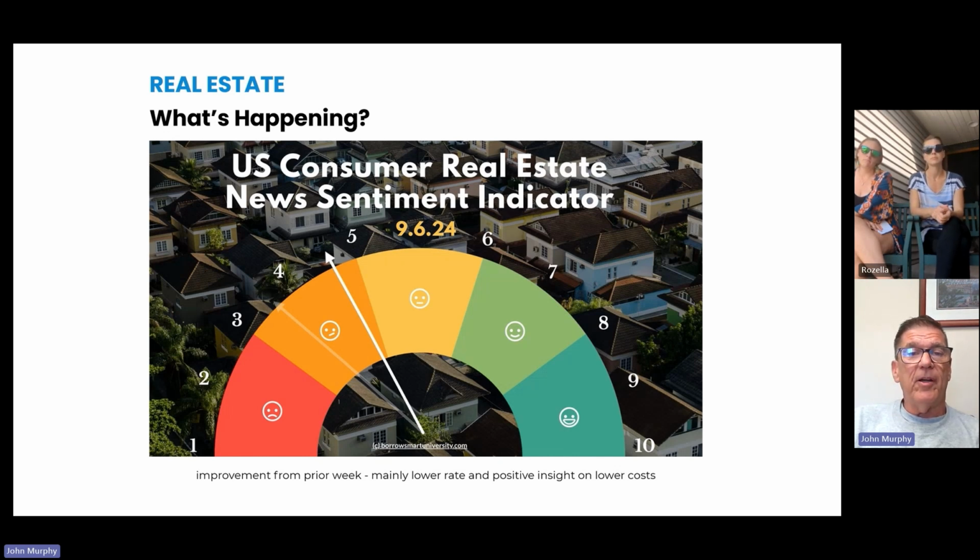You see the little white arrow there is currently in the 4.7, 4.8 range, in between 4 and 5, and it's not a very happy face there. So the sentiment isn't really positive. However, you'll note at the bottom there, it's an improvement from the prior week, so it's coming in the right direction. Mostly, Todd says that's because of lower rates and people expecting that to continue in the future. So overall, not real positive thoughts for the consumers, but coming in the right direction.